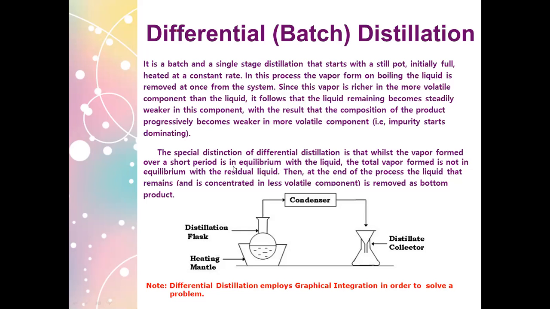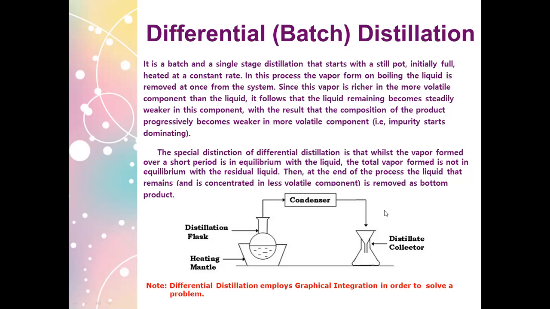Now, the special distinction of this type of distillation is that the vapor formed over a short period is in equilibrium with the liquid, and the total vapor formed is not in equilibrium with the residual liquid. The residual liquid is the liquid remaining in the still. Then at the end of the process, the liquid remains and is concentrated in the less volatile component, those that have higher boiling points, and is removed as bottom product. So this is your simple, very simple illustration of a differential distillation.